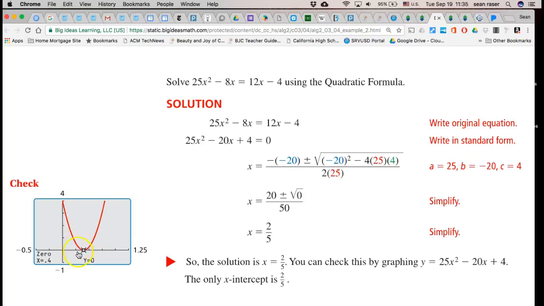It does not go through the x-axis, because if it went through the x-axis, you would have two solutions, two x-intercepts. So a quadratic with only one solution, the parabola just comes down or up and touches the x-axis at one single point, which is your solution. So this is an example of just one solution.